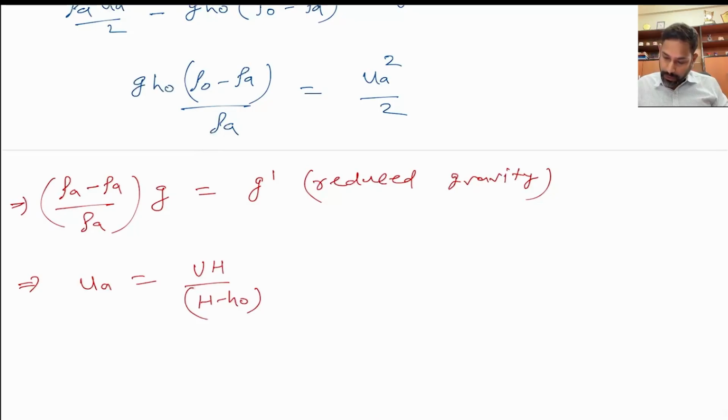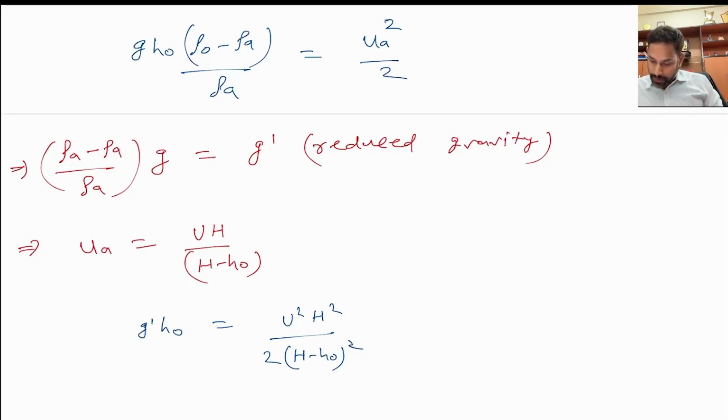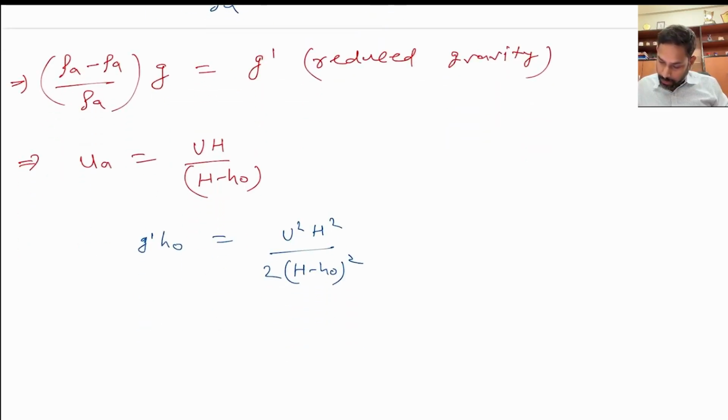So now if you replace these terms, we will get g prime H naught is equal to U square H square over H minus H naught square divided by 2. Okay, and we can pull the U square term from the other side to the left, and this becomes g prime H naught over U square, and that gives us H square over 2 times H minus H naught square.